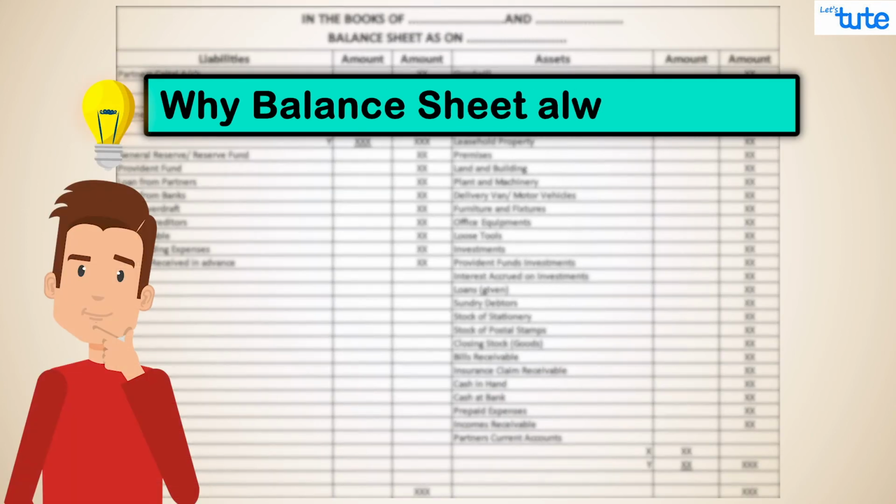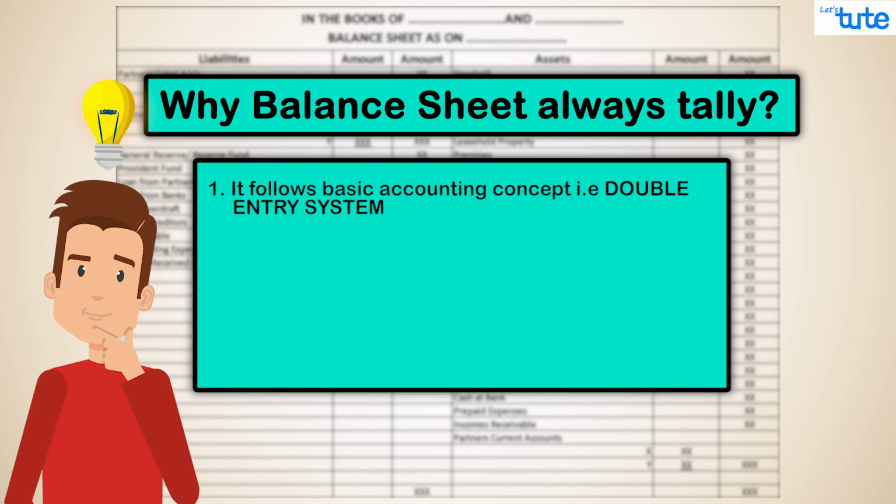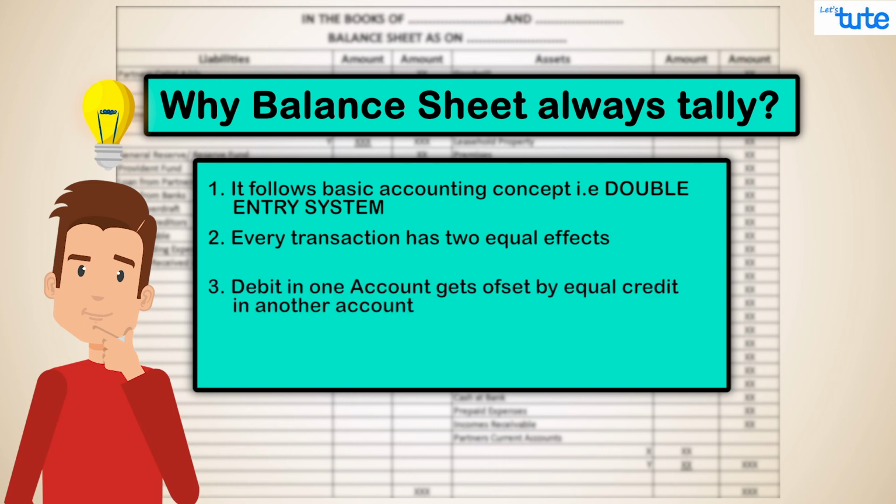Can you tell us why the balance sheet will always tally? Firstly, the reason for this is that we follow the basic accounting principle of the double entry system, which records all transactions in at least two different accounts. That is, each financial transaction has an equal and opposite effect. The transactions are recorded in terms of debit and credit, and a debit in one account is offset by an equal credit in another account, and so the sum of all the debits is always equal to the sum of all credits, and hence it automatically balances.